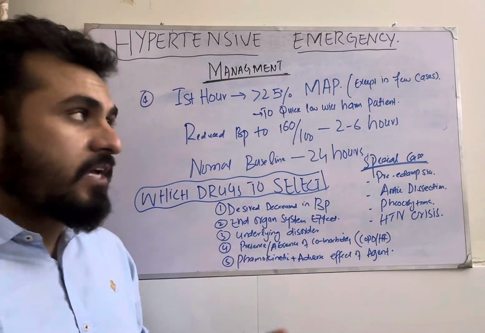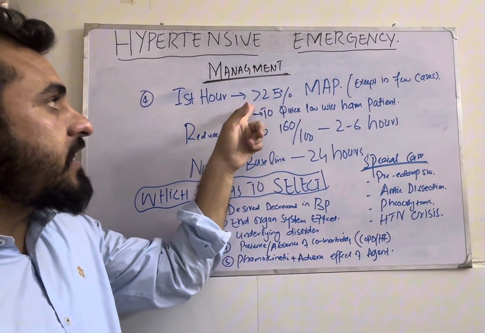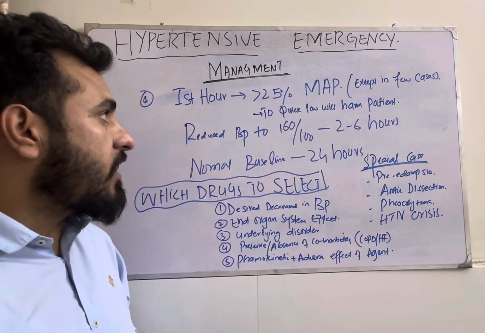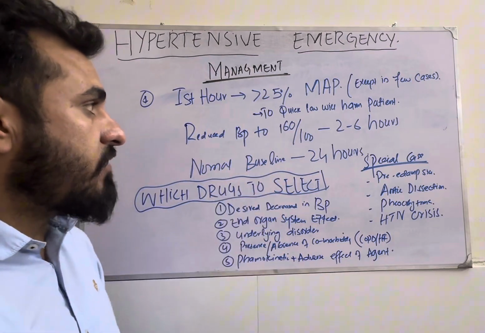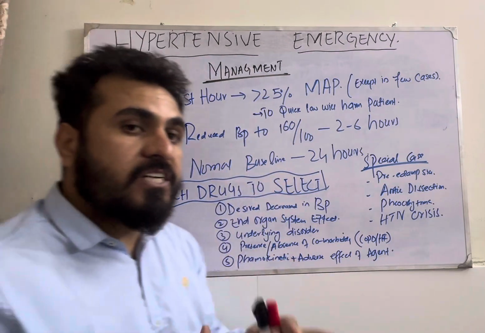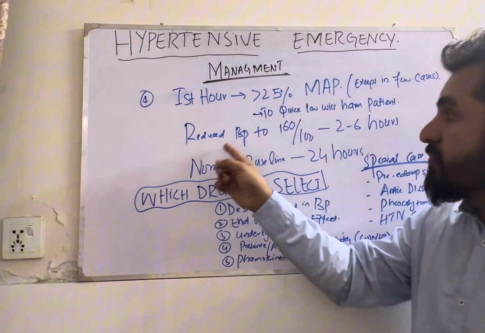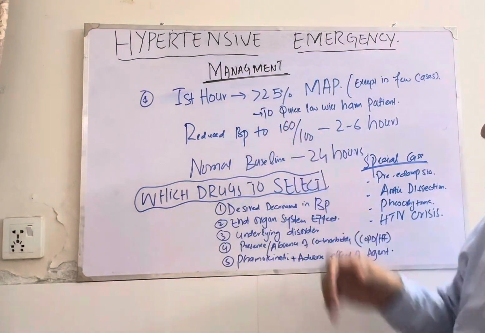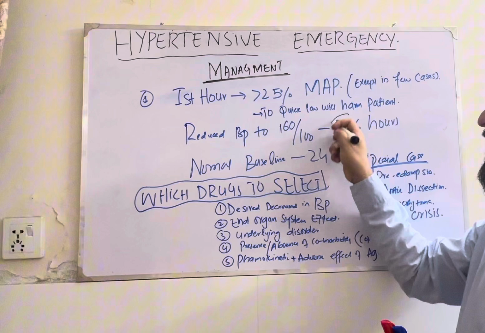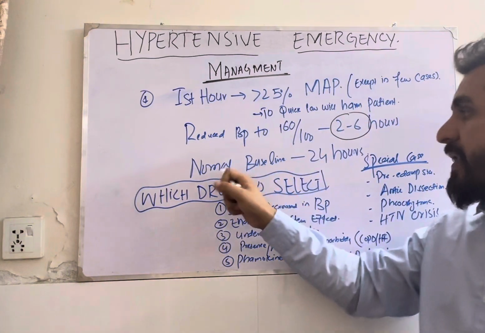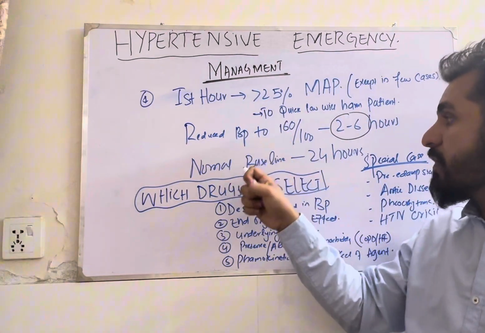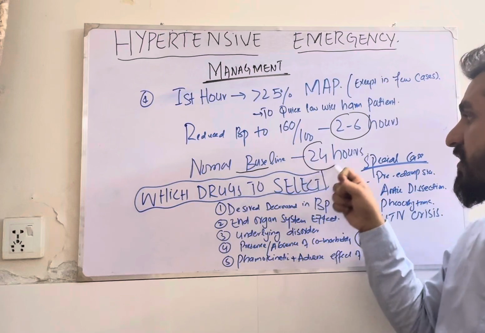But the general rule is that we should reduce the mean arterial pressure by no more than 25% in the first half hour. So our target in managing the blood pressure is that we reduce the BP to 160 by 100 in 2 to 6 hours, and then bring the blood pressure to the normal baseline in the next 24 hours.